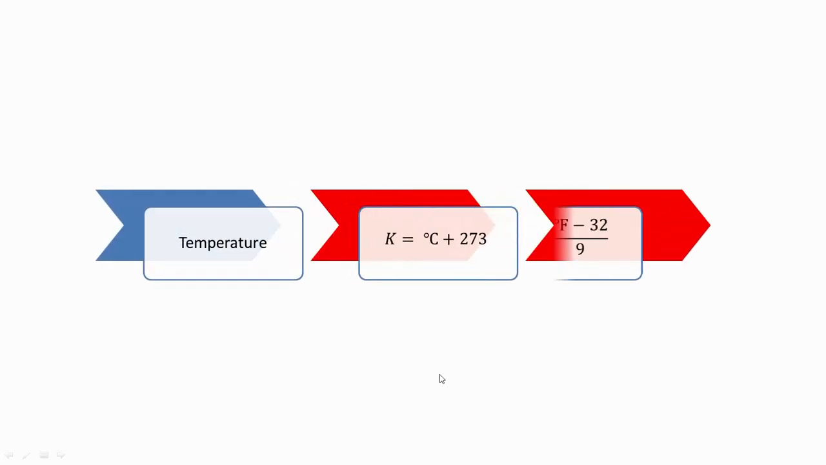Now temperatures can be converted like this. Kelvin will be equal to degree centigrade plus 273. Suppose it is 30 degree centigrade. Then it is 30 plus 273, that will be 303 Kelvin. If you want to convert centigrade into Fahrenheit or Fahrenheit into centigrade, then you can use this particular formula.